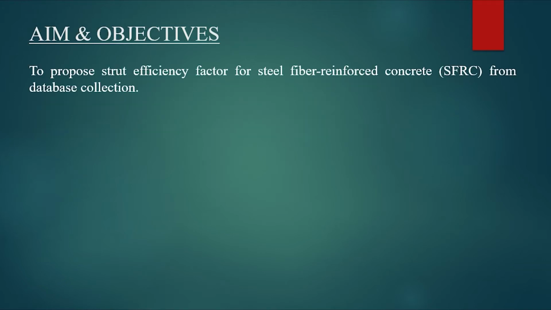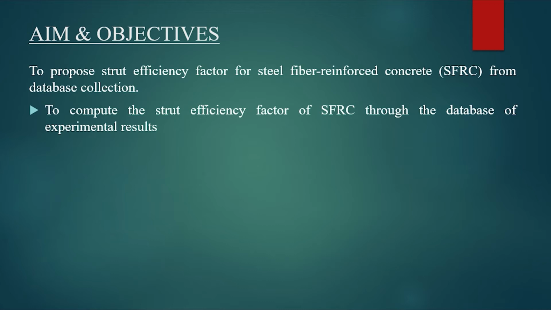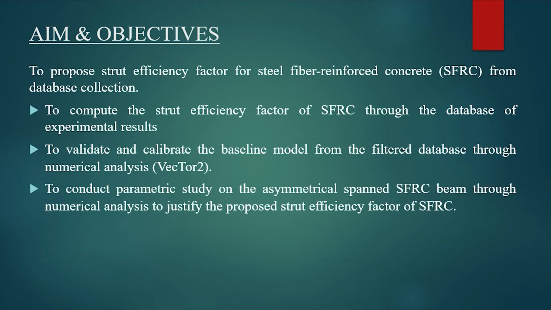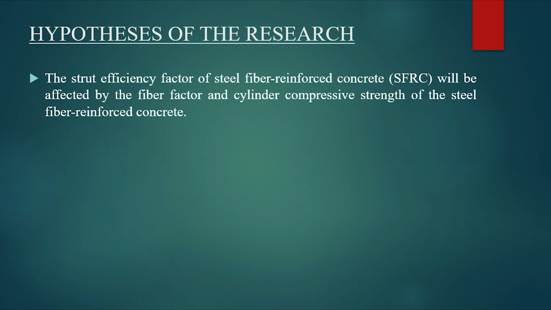The aim of the research is to propose a strut efficiency factor for steel fiber reinforced concrete from database collection. The objectives are to compute the strut efficiency factor for SFRC through a database of experimental results, to validate and calibrate the baseline model from the filtered database through numerical analysis, which we call Vector 2, and to conduct a parametric study on asymmetrical span SFRC beams through numerical analysis to justify the proposed strut efficiency factor for SFRC. Next, the hypothesis of the research is that the strut efficiency factor for SFRC will be affected by the fiber factor and cylinder composite strength of the SFRC.